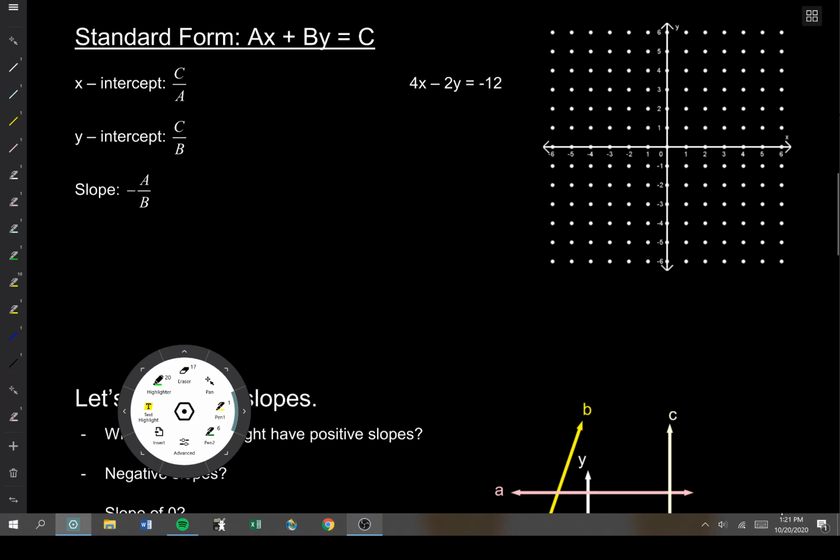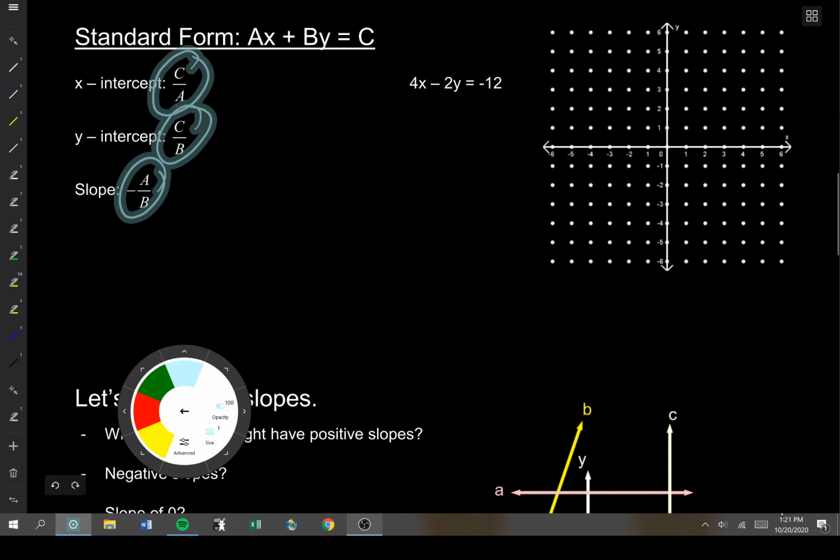The next form is standard. Standard form is when the x's and the y's are together on the same side of the equation, ax plus by equals c. You may or may not remember that you can find the x-intercept by doing c over a, the y-intercept is c over b, and the slope is a little bit more forgotten with this form, but you find that by doing negative a over b.